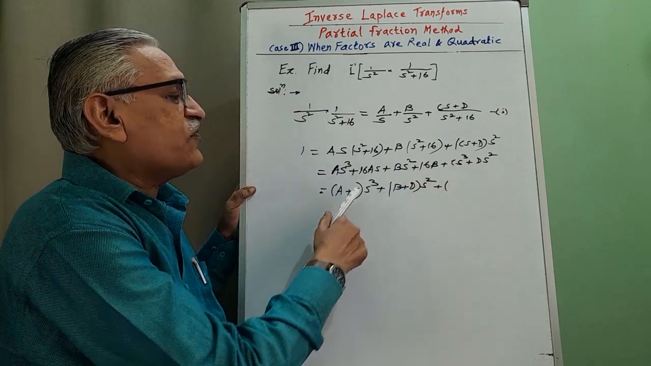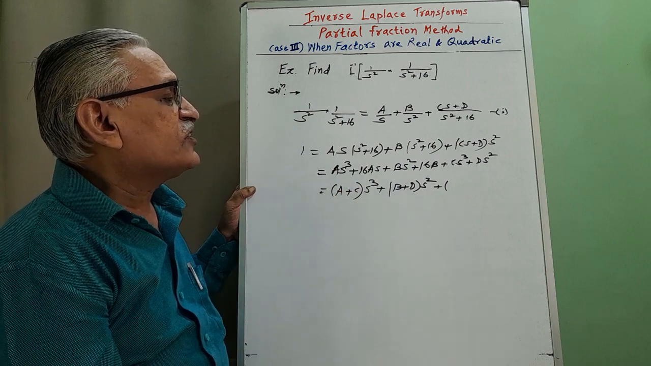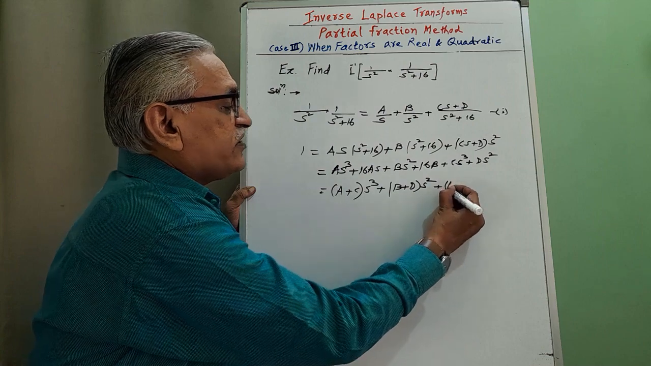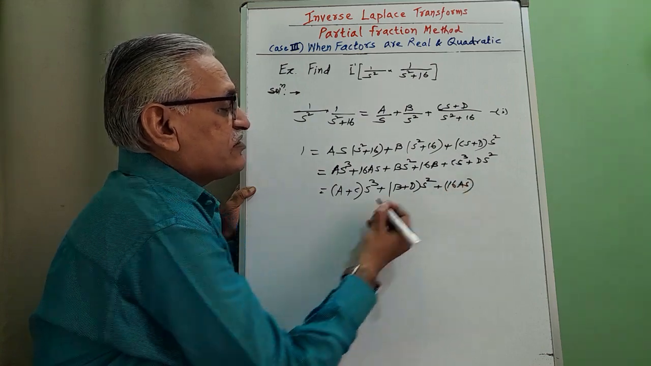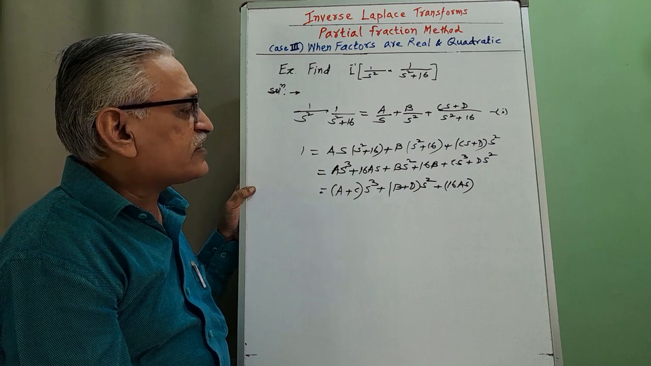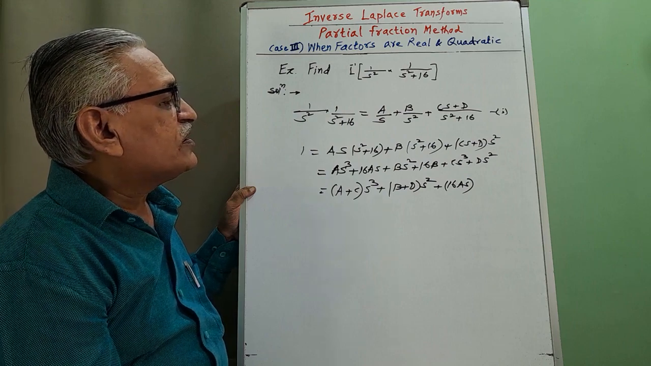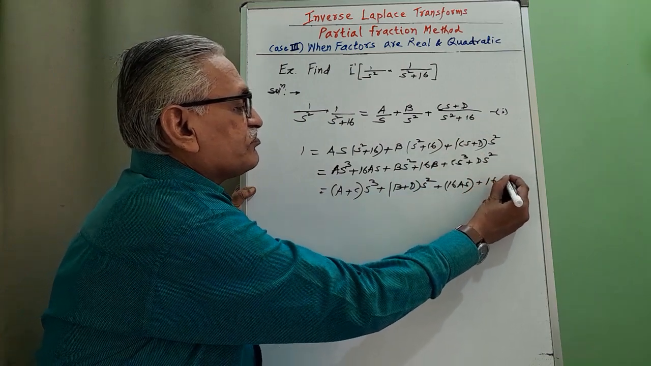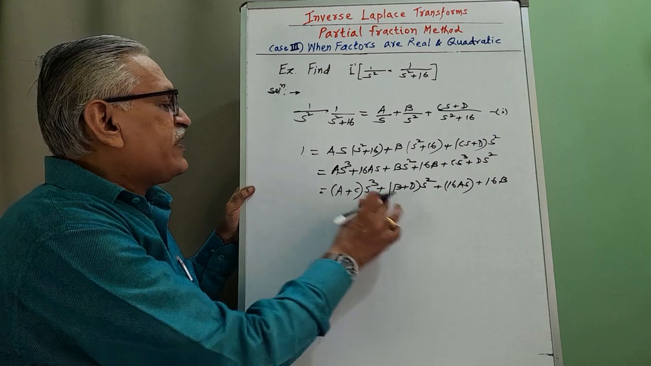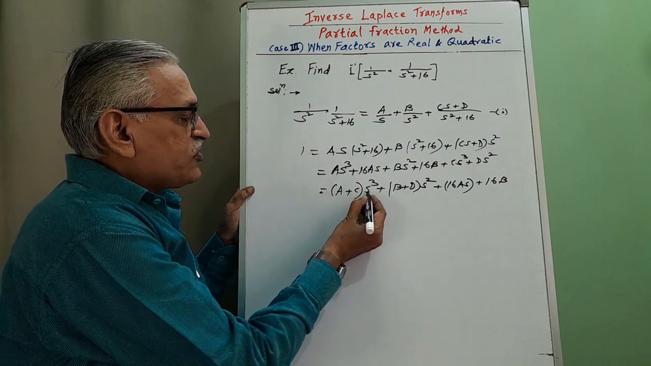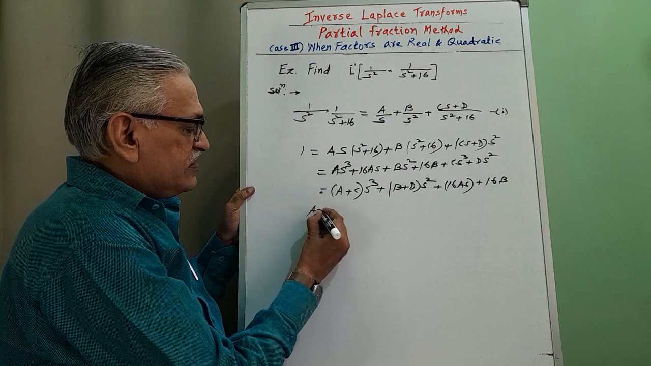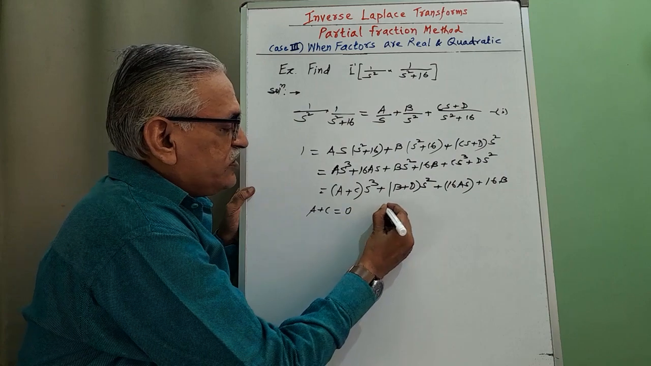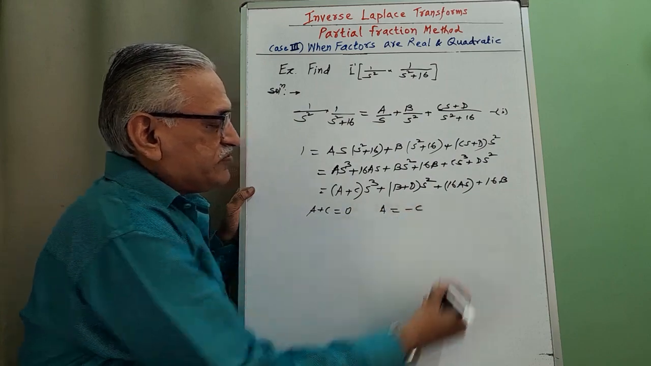Then collecting the terms of s, only one term of s, that is 16As, and collecting the constant term, that is 16B. Comparing these two sides, the coefficient of s cube is here A plus C, and there is no term of s cube on the left hand side, therefore it is equal to 0. It implies A is equal to minus C.